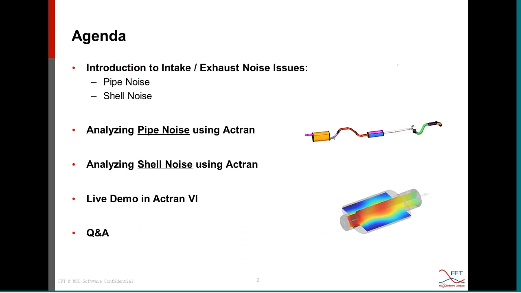Very briefly, our agenda. First, we start with an introduction to duct acoustics, and in particular, intake and exhaust noise issues, including pipe noise and shell noise issues. Then we will see how we analyze these two problems using the Actran software. Following that, I will give a short demo in Actran VI, which is the Actran graphical interface. The demo will be about a muffler sound transmission loss problem, and that will be followed by the Q&A session.